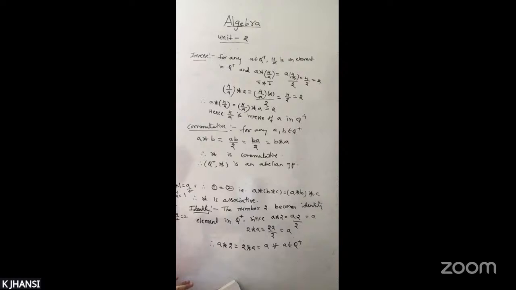2.4.5. Let (G, ·) be a group. Prove that the following are equivalent. Whenever an equivalence question is asked, it means that whatever statements are given, numbered 1, 2, 3, 4, each of them should be equal to one another. So 1 should be equal to 2, 2 should be equal to 3, 3 should be equal to 4, and 4 should be equal to 1. Then only we call it equivalent.